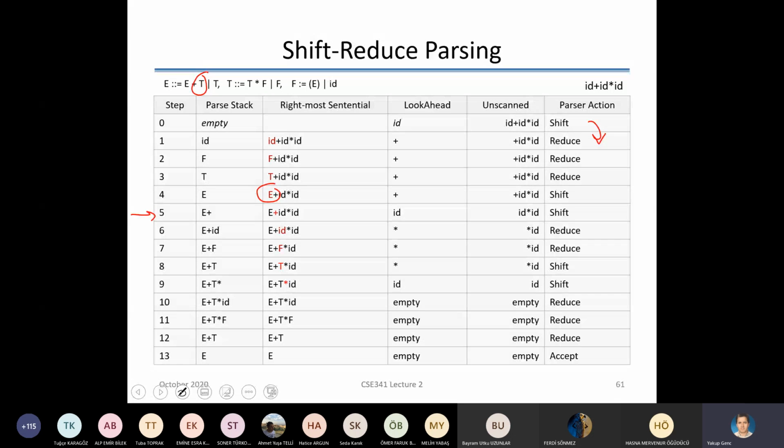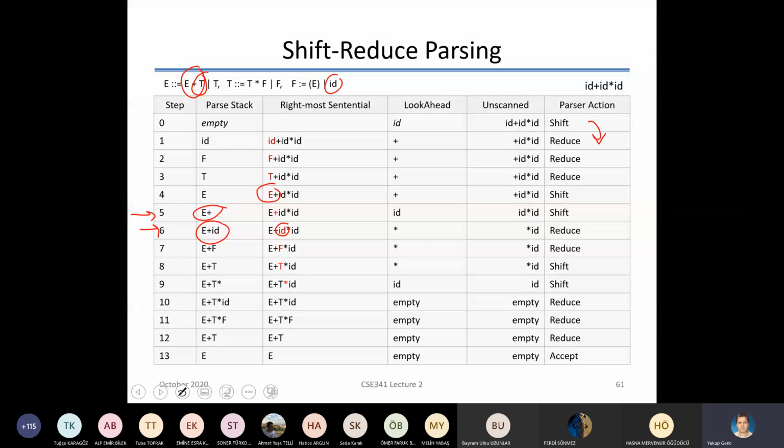Okay. So I do a shift. I have E plus, and I cannot do anything about E plus either. So I need to still do a shift because there is no right-hand side that actually matches E plus here. This is the only one, and it cannot match E plus. So I will do another shift. Now I have E plus ID. Now E plus ID, I can do a reduce here because the handle here is ID. ID can be a handle, and I have this one here.